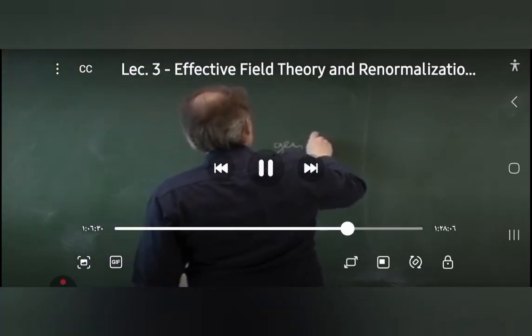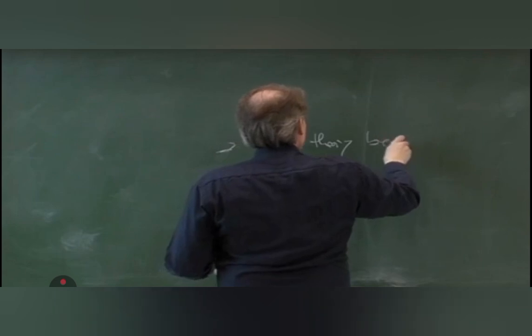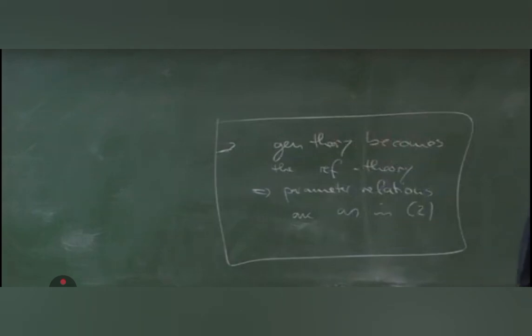So, the summary of the discussion is: the general theory becomes the reference theory, and the parameter relations are as in our calculation 2 here. This ends the discussion of our exercise number 4.